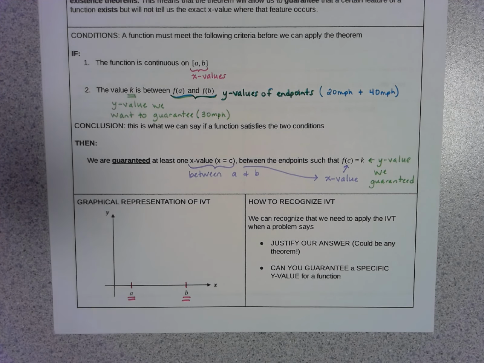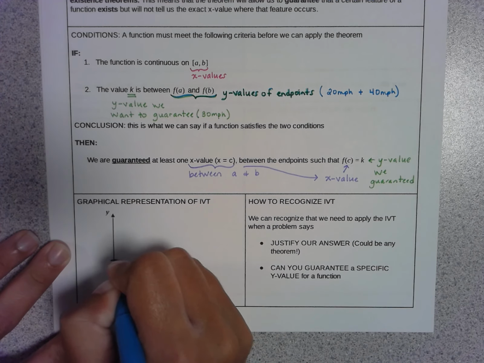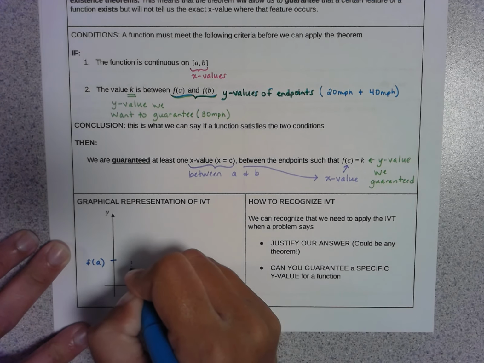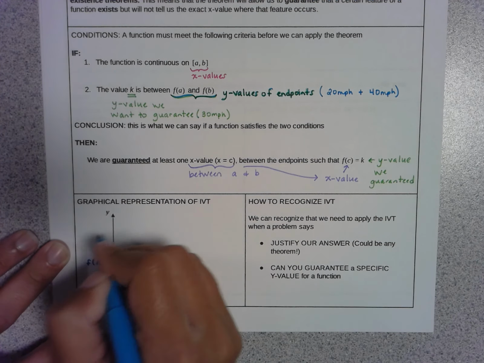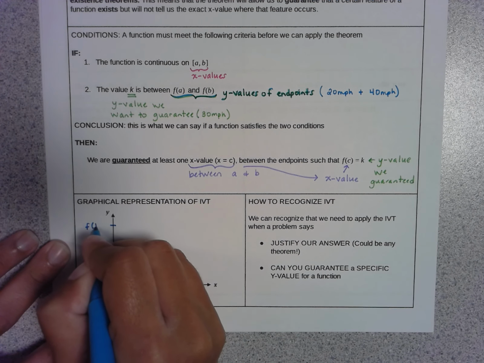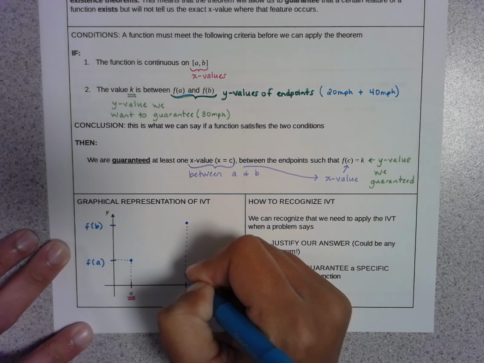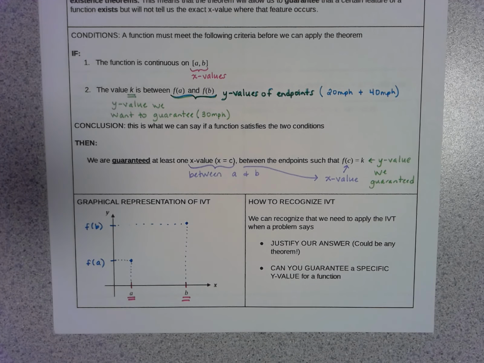Now we're also going to be looking at the y values. So let's say, for example, that the y value associated with a is f of a. So on the graph, when you plug in the number a, you get f of a. And the y value associated with b is f of b. So when you plug in the number b, you get f of b. So those are 2 points on the graph. So we know that the function is continuous from this point on the graph to that point on the graph.